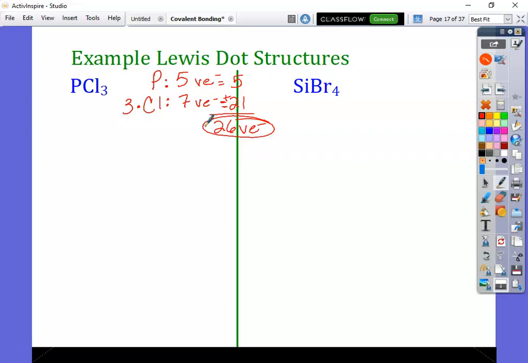All right, which atom is going to go in the center? Our phosphorus needs the most electrons. It only has 5 valence electrons. It needs 3. Each chlorine has 7. Each chlorine only needs 1 valence electron.